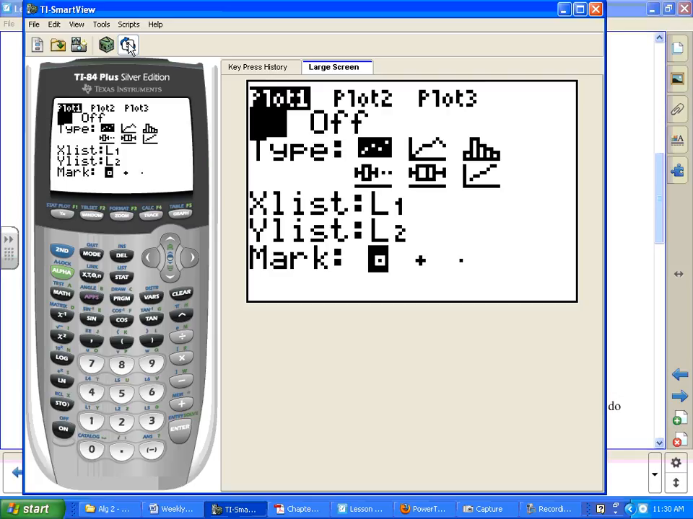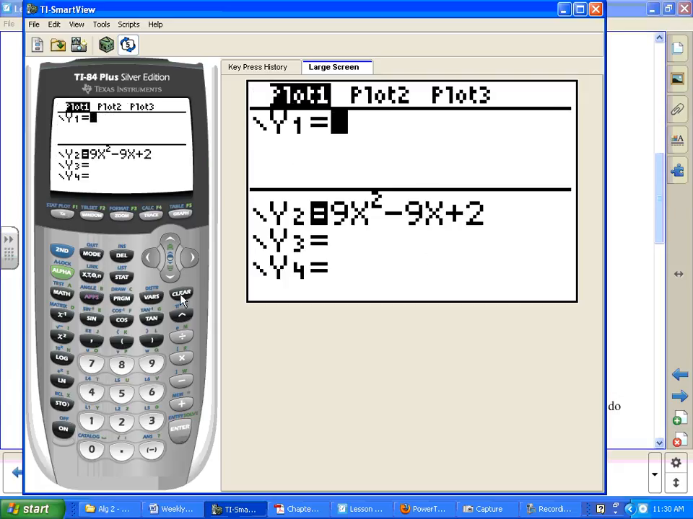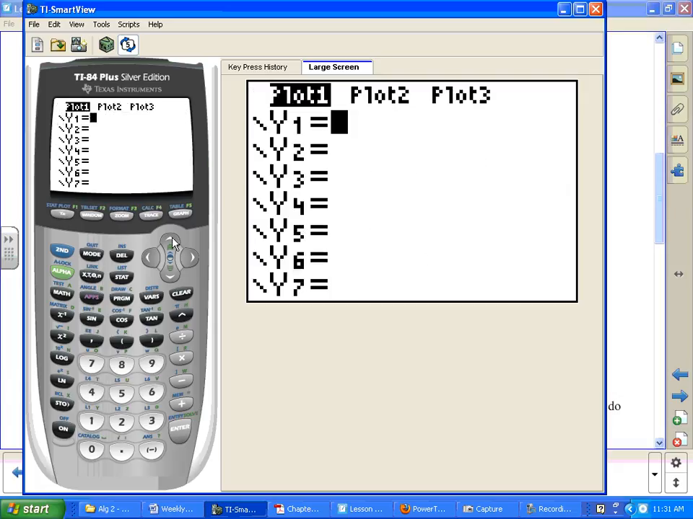And now, okay, so we have it on. And if you go to your y equals right now, you would see that plot 1 is highlighted. Okay, that tells me that I have a plot on. And if you want to turn it off, you can just go up there, hit enter, and now I've turned it off again. So you can actually turn them on and off from your y equals screen.